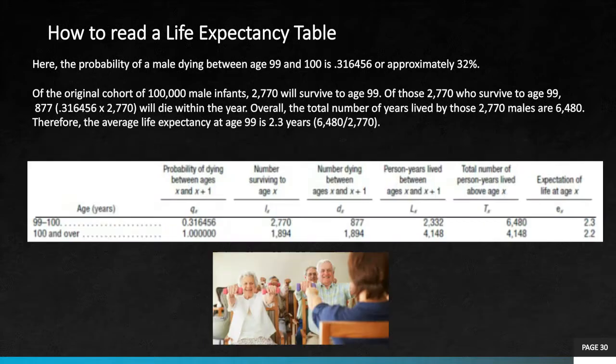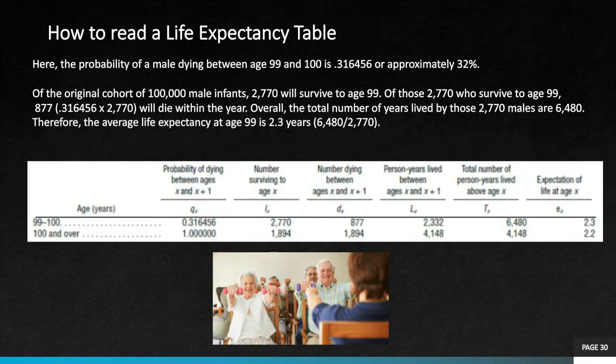Now, let's look at somebody between the ages of 99 to 100. You'll notice that the number of people from the original group of 100,000 who survived to this age are only about 2,700. And between the ages of 99 to 100, about 880 people don't survive. Nevertheless, of the 2,700 who survived to age 99, they still have remaining amongst them about 6,500 years, and so we divide that by the number of people in the cohort, and we get to an average life expectancy of 2.3 years.